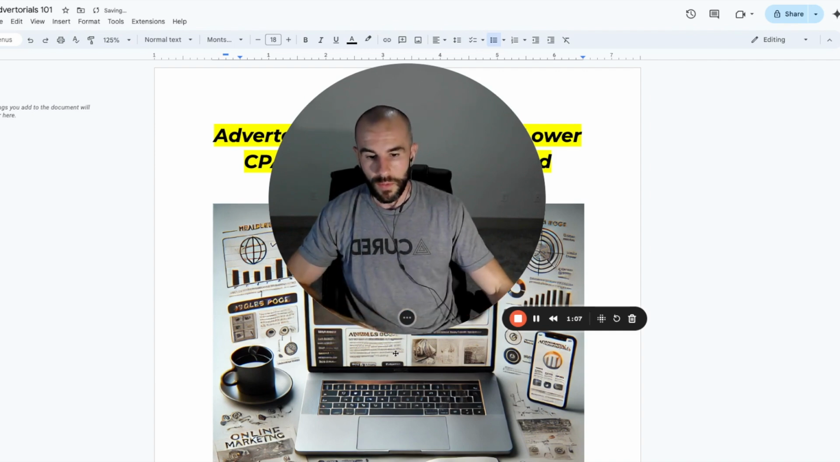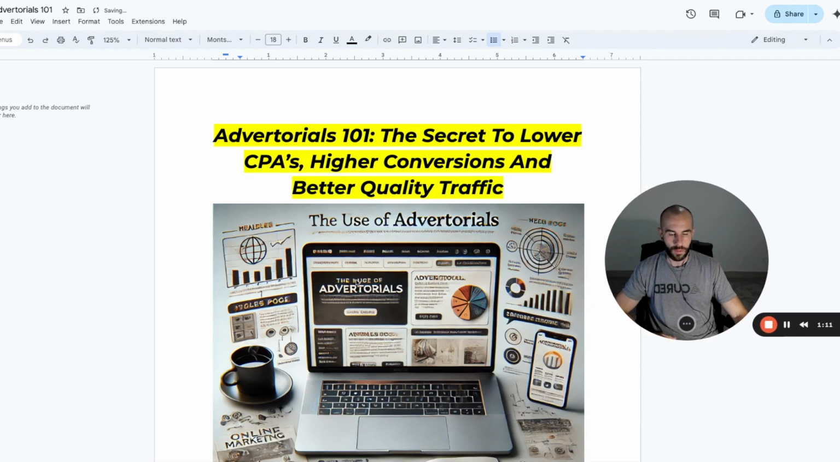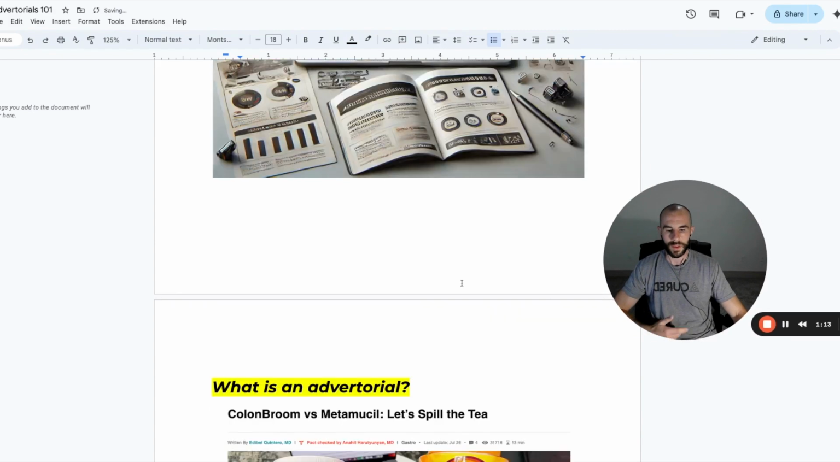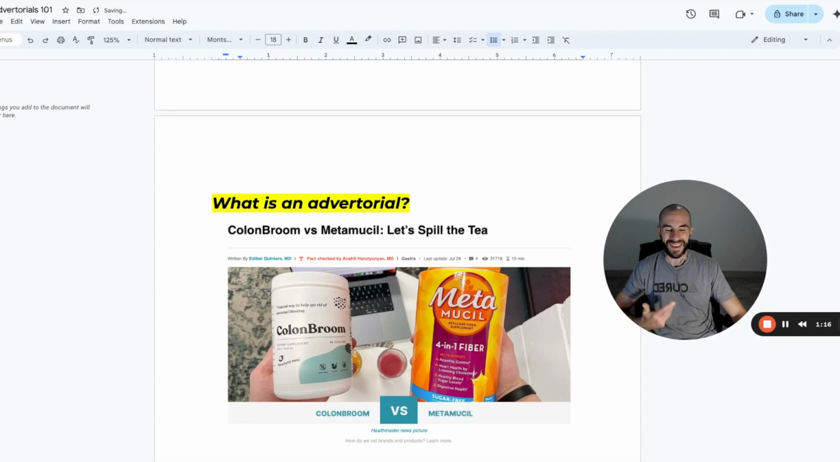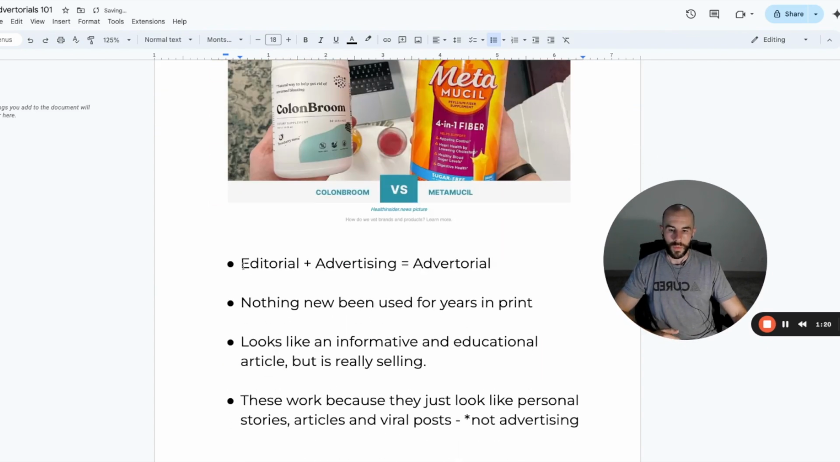So the very first thing that we need to look at, if you're not familiar with them, is breaking down what an advertorial is. We've all read them, we've all seen them before, but you might not have even known exactly that you were reading one. They really are a piece of editorial content combined with advertising, hence advertorial. The big secret is that they look like an informative and educational article, but really they're selling.